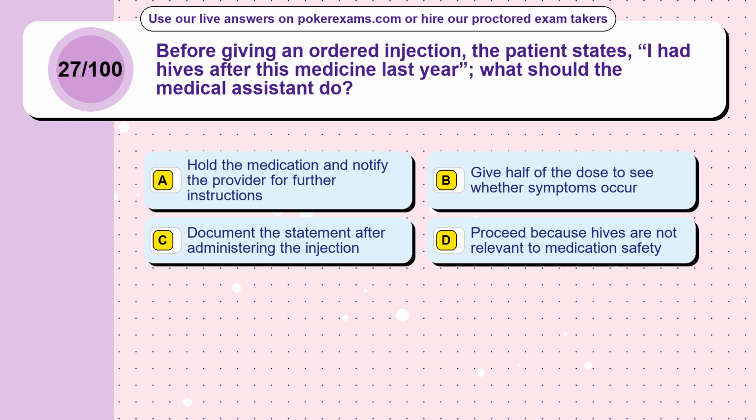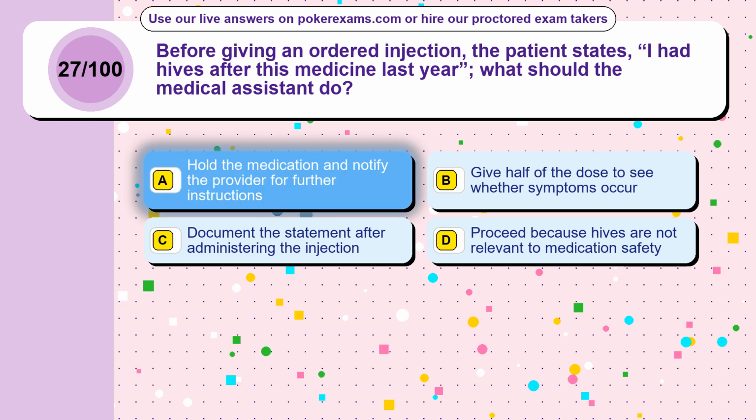Question 27. Before giving an ordered injection, the patient states, "I had hives after this medicine last year." What should the medical assistant do? Option A. Hold the medication and notify the provider for further instructions. Option B. Give half of the dose to see whether symptoms occur. Option C. Document the statement after administering the injection. Option D. Proceed because hives are not relevant to medication safety. The correct answer is option A. Hold the medication and notify the provider for further instructions.